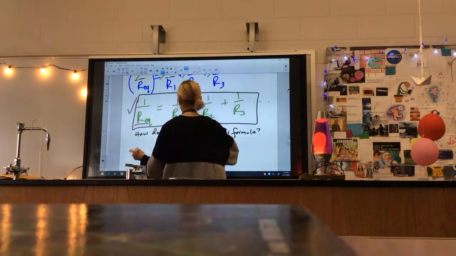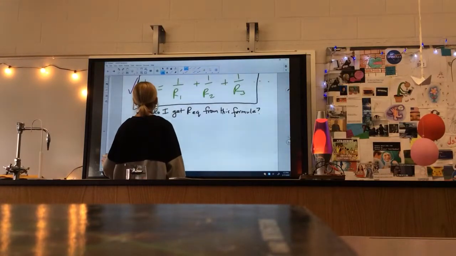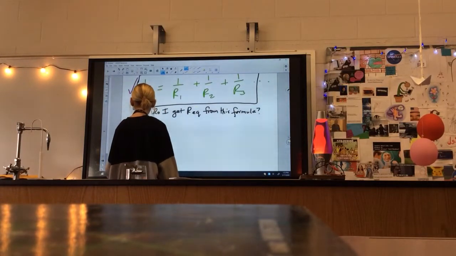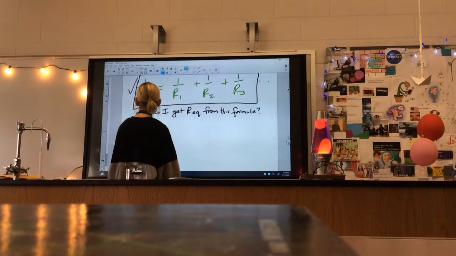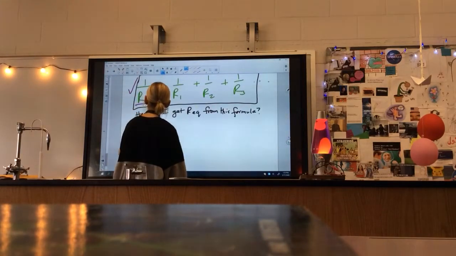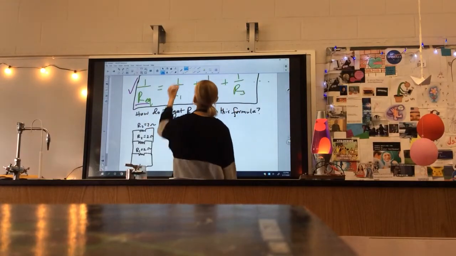So let's do an example of this. Let's make a theoretical circuit. Let's make resistor 1 just 2 ohms. Resistor 2 will also be 2 ohms. Resistor 3 will also be 2 ohms, because I am super creative. Alright, so find the equivalent resistance.